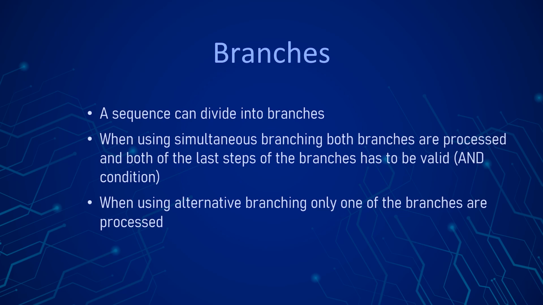The other type is the alternative branching. Only one branch can be executed this way. If you have three transitions, and all three are true, the leftmost one is started. Always the left first true transition's branch is executed.